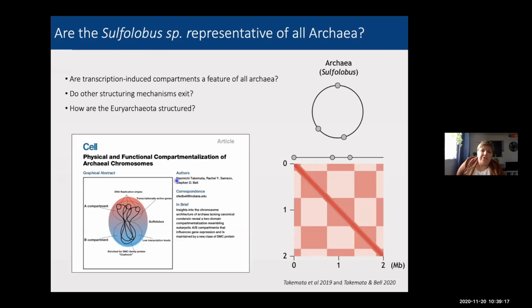What was interesting to us when this paper came out, because it came out in Cell, so it was widely seen, and also it had a very general title, was that if you read it one way, it suggests that all archaea have this compartmentalization.